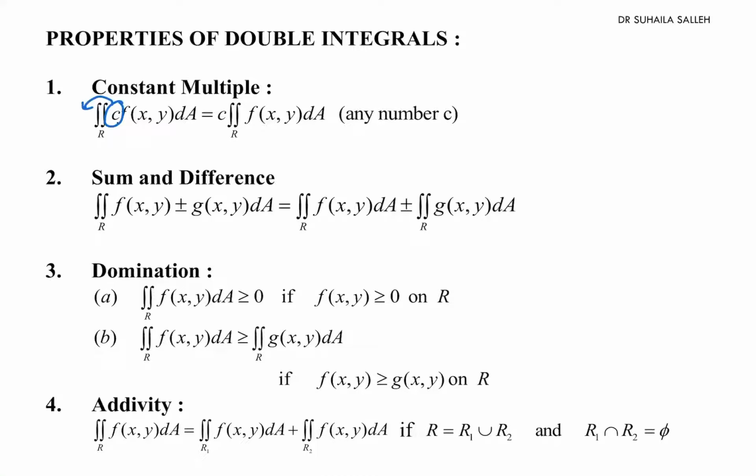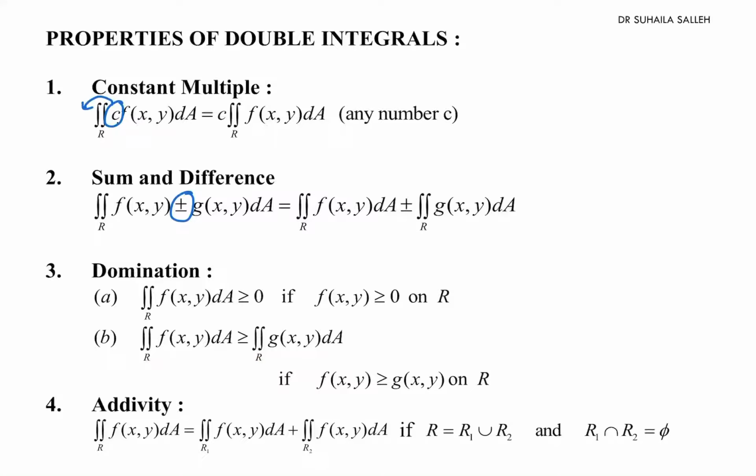Now the second bit, the sum and difference. Okay. You have functions f and g both in terms of x and y. You add both. Alright, you can split that because it's under the same integral. You can split that into two integrations. Okay, so the third one is if f is bigger than 0, that means the integral of f will be bigger than 0 also. And part B stated that if f is bigger than g, therefore the integral of f will be bigger than the integral of g.